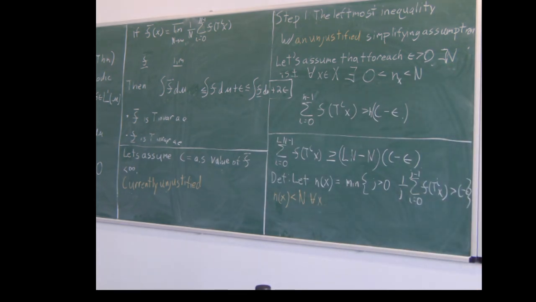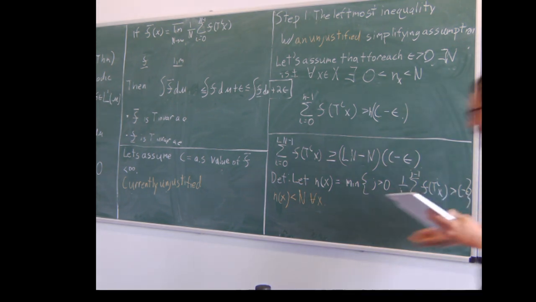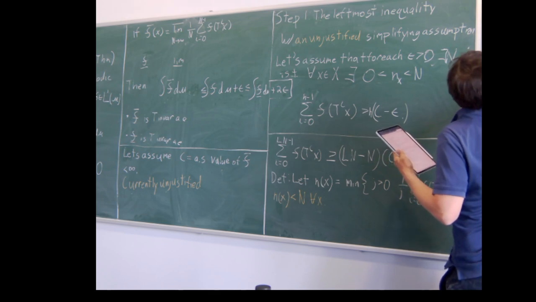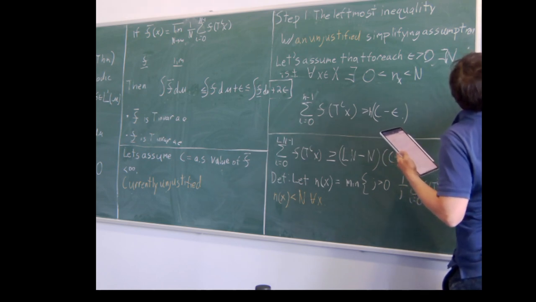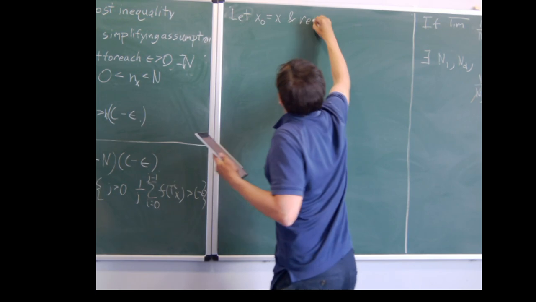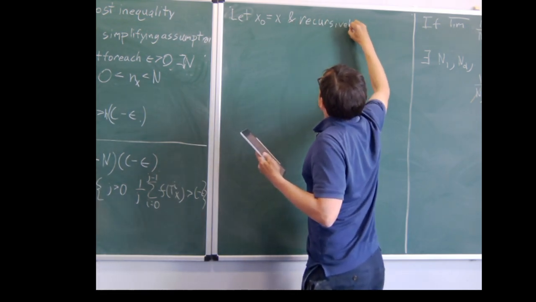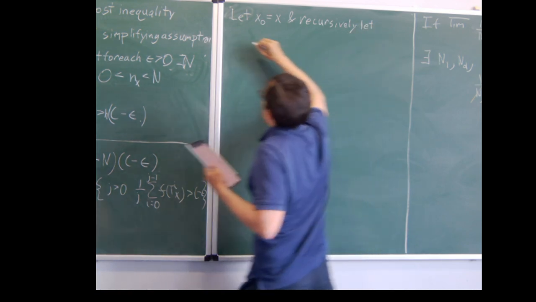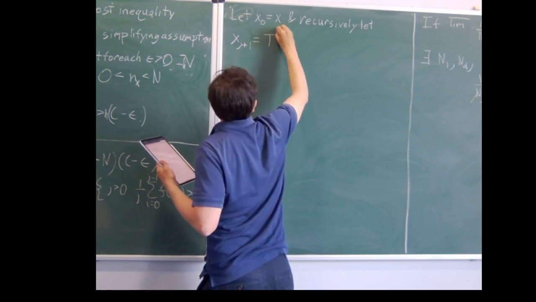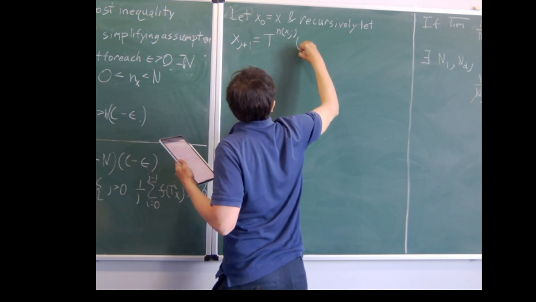Everybody happy about this? Okay, so that set me up to get my n sub 1. But now I need to get this starting point and going to the next thing. So I need to do some annoying notation. So recursively define: I'll let x sub 0 and recursively let x sub j plus 1 be equal to t to the n of x sub j of x sub j.